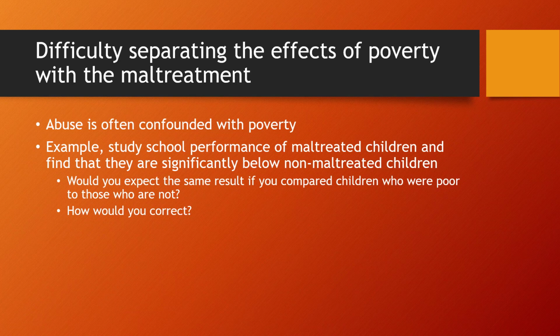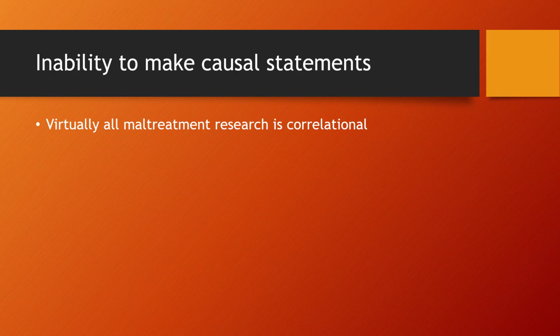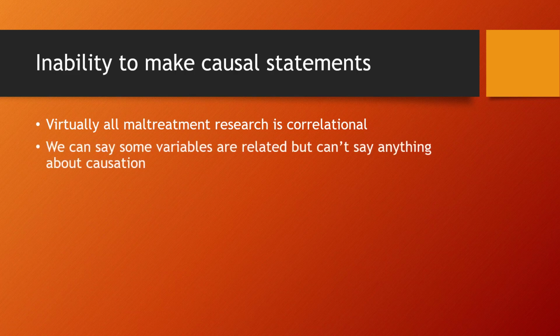The next issue is an issue with virtually every single study of child maltreatment. The studies that you're likely to run into are correlational studies. Obviously, for obvious reasons, you cannot randomly assign children into a maltreatment condition. So virtually all of the maltreatment research is correlational. We can say some variables are related, but we can't say anything about causation. When you write your papers up, this is one of the issues that you should mention, because this is true of virtually every single study that has been published on maltreatment.